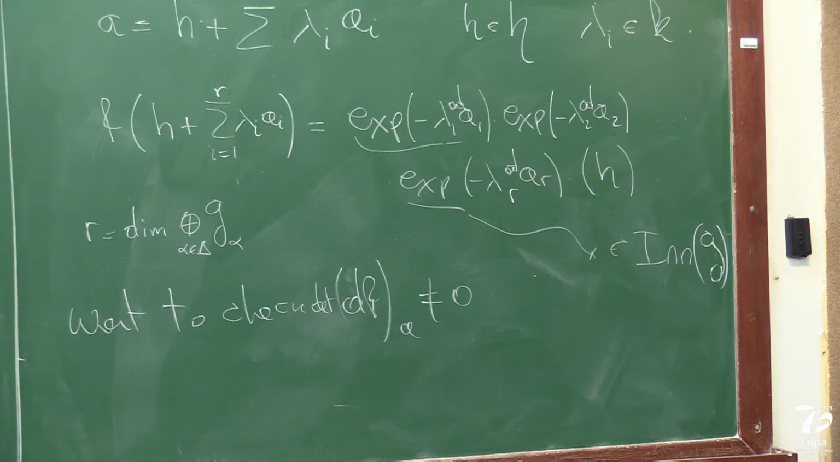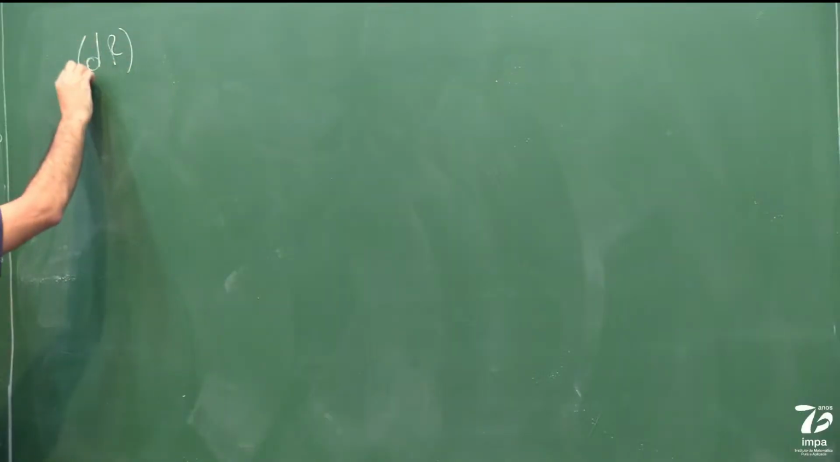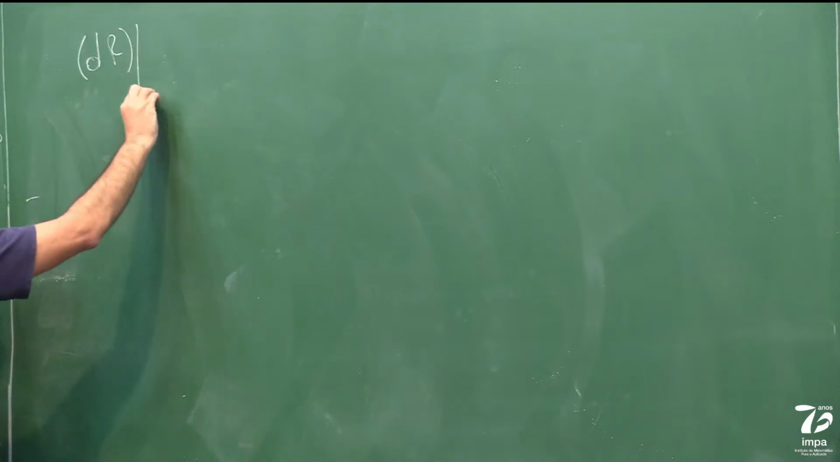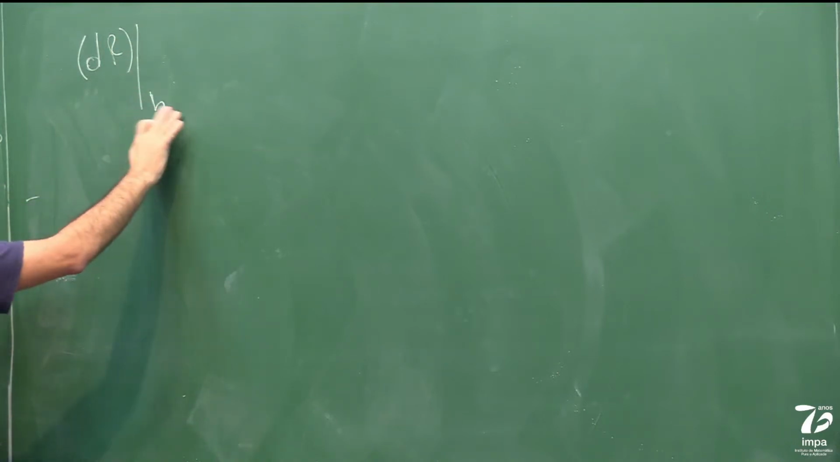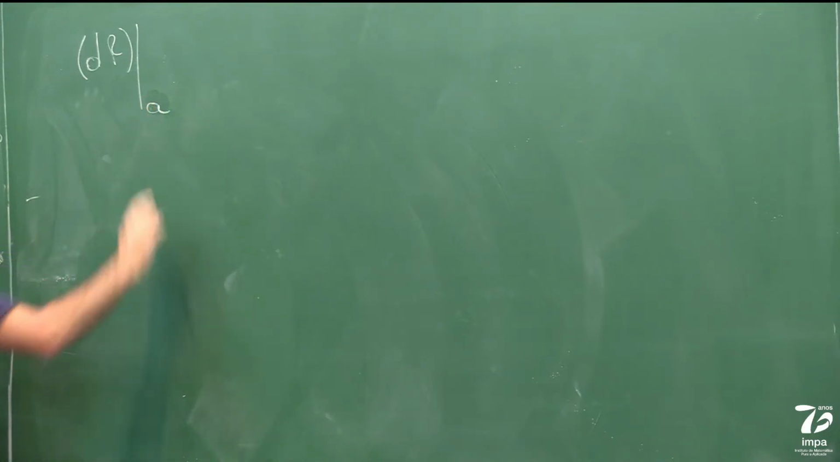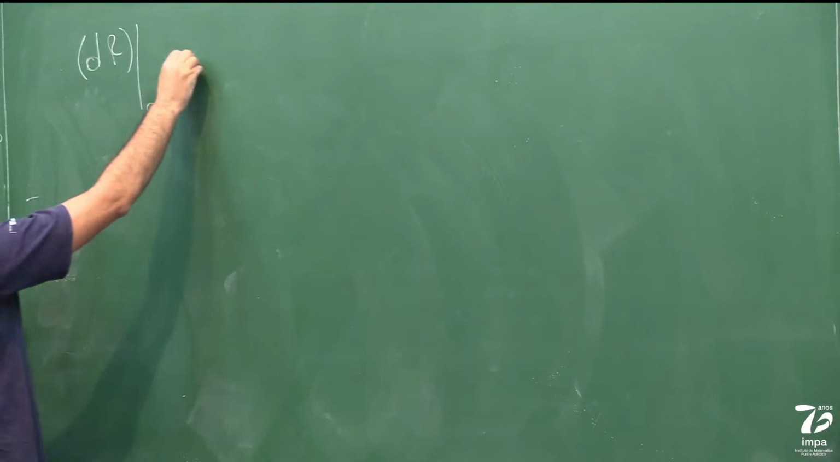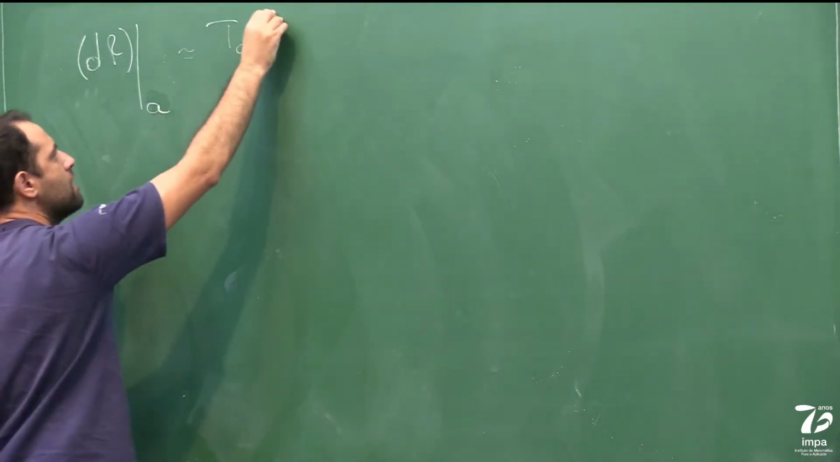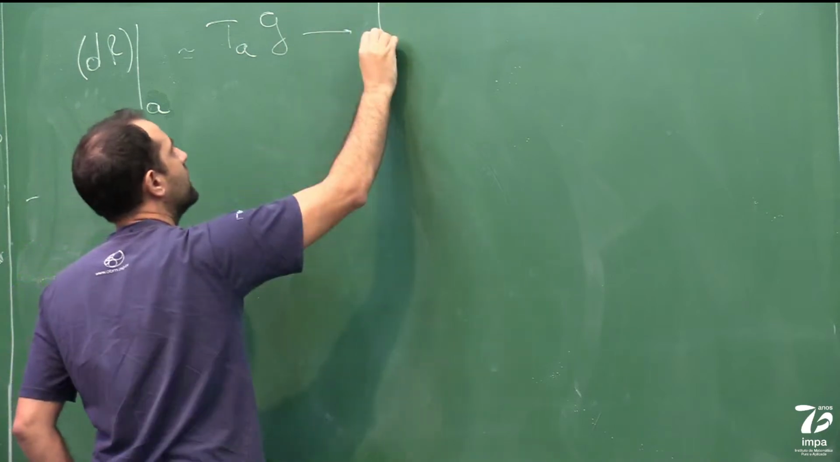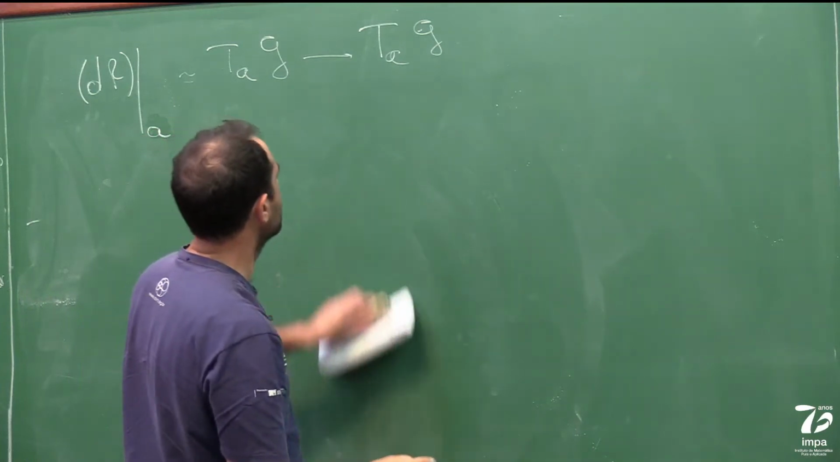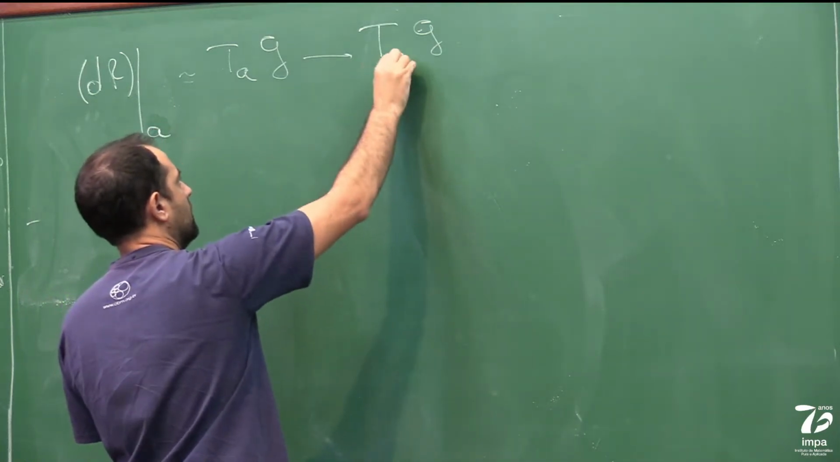Let's see what it is. So let's take the differential of F evaluated at a point in the Cartan subalgebra. So let's evaluate it at H. Let's say A, it doesn't matter. At A. So now this is a linear endomorphism. So this goes from the tangent space at A of G to the tangent space at F of A.